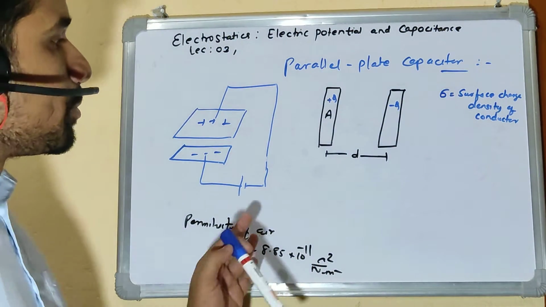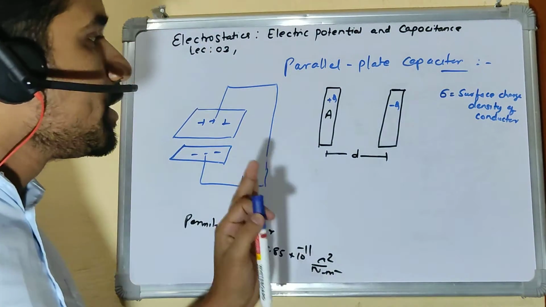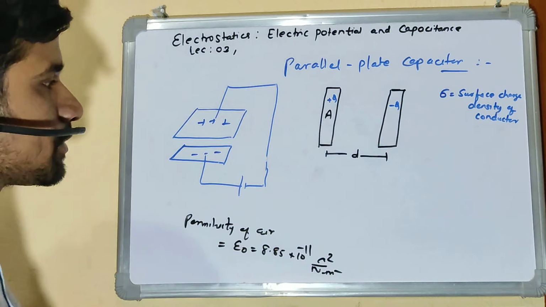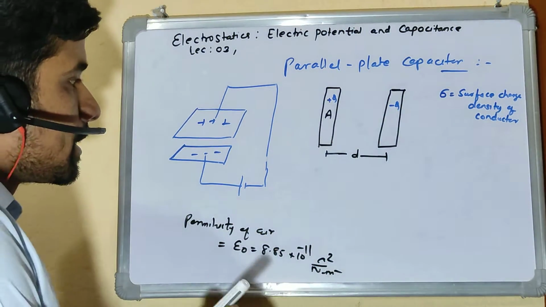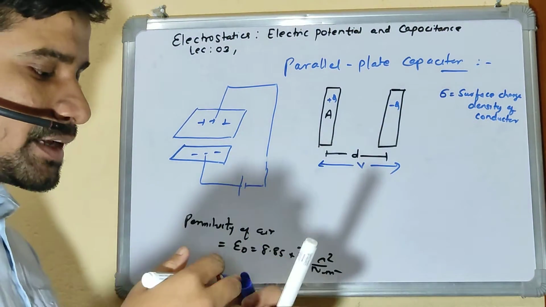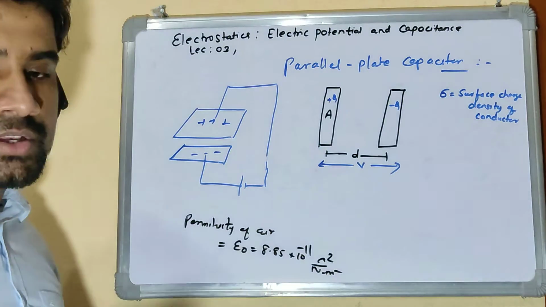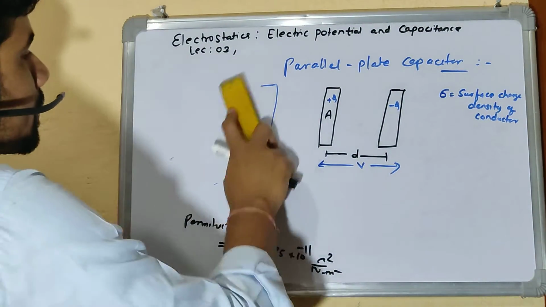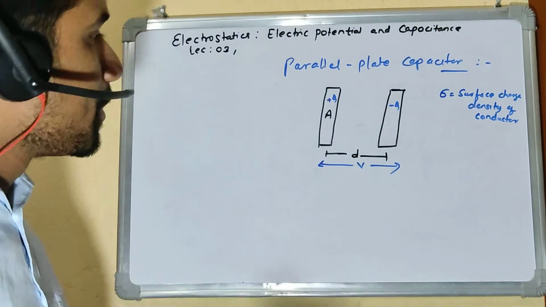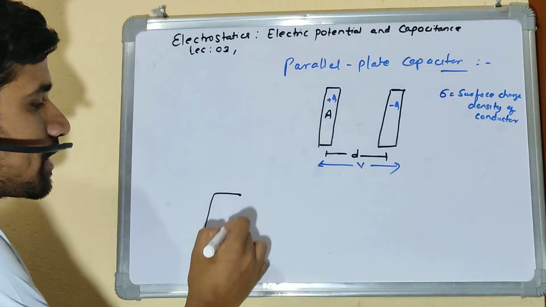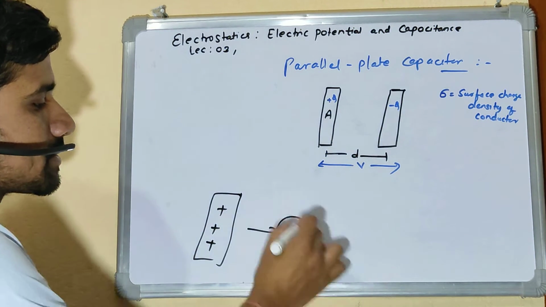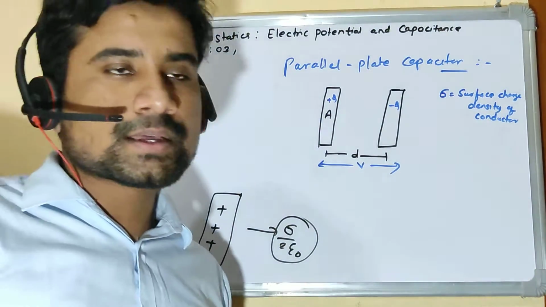Now before dealing with the capacitance, we need to understand what electric field is created. Let's say if potential V is applied between these two, what is the electric field in between? We know that the electric field because of any charged sheet of conductor is sigma by 2 epsilon naught. We have studied this, right? It is sigma by 2 epsilon naught.